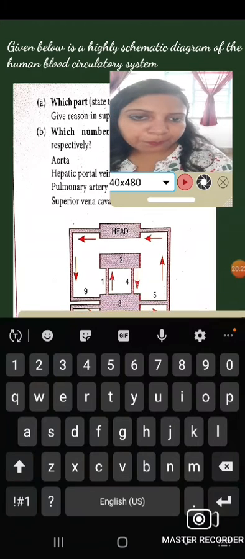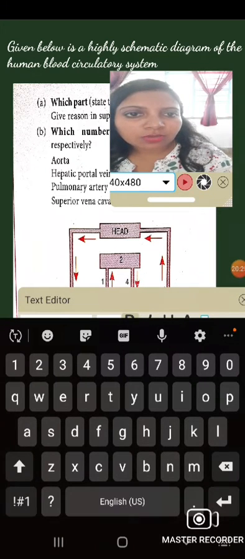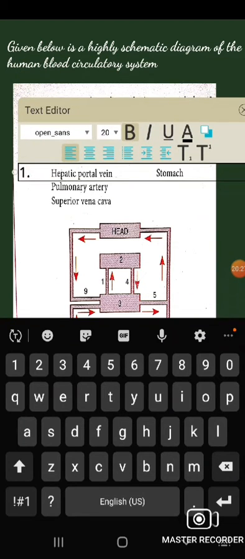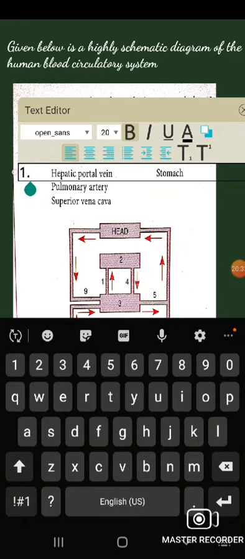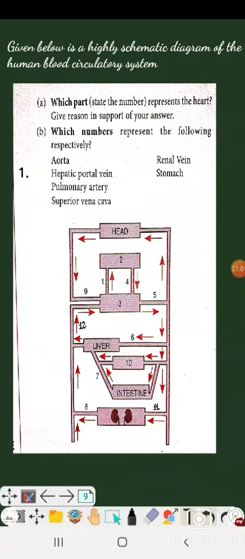So, number 1, you can see here. This is hepatic, not circulatory system. We will label these parts. So, how many of you can label these parts? Let us see.